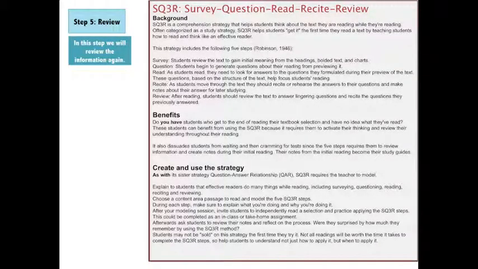The final step is the review. Oftentimes the review can be done orally, but this is just another way to go through the information again. It can be orally as a whole class discussion. You can have them summarize to each other in partners.